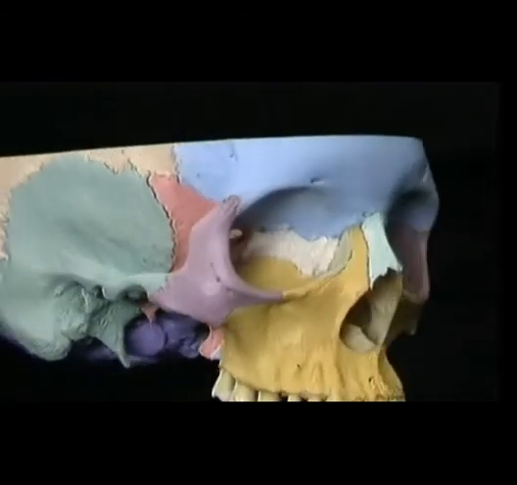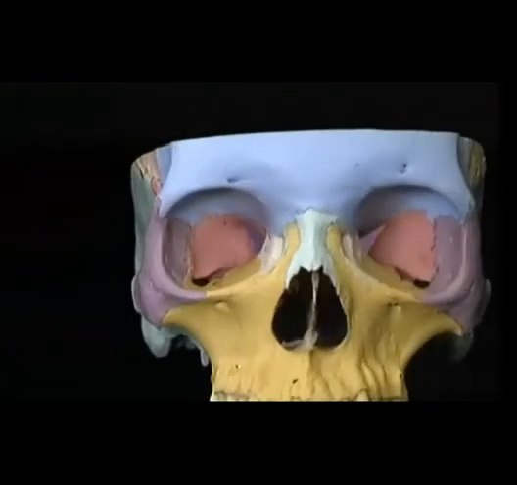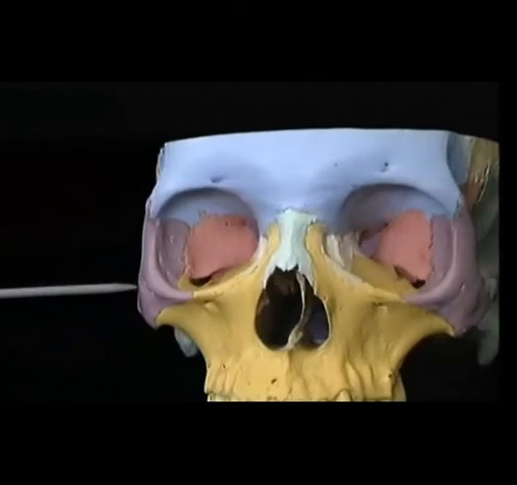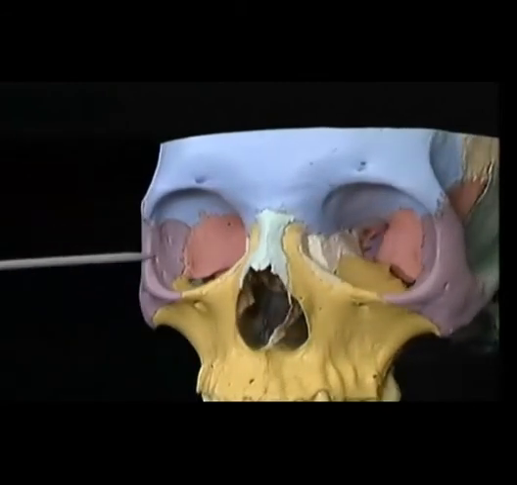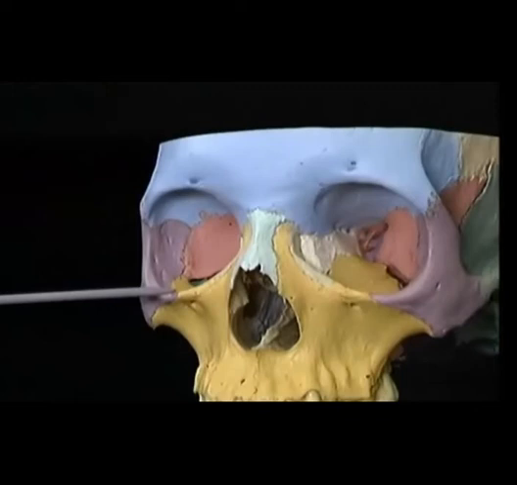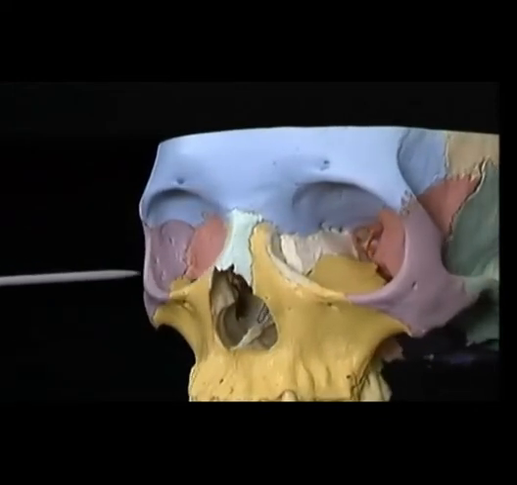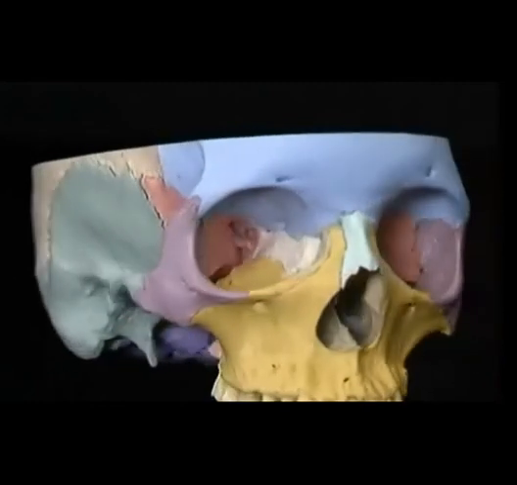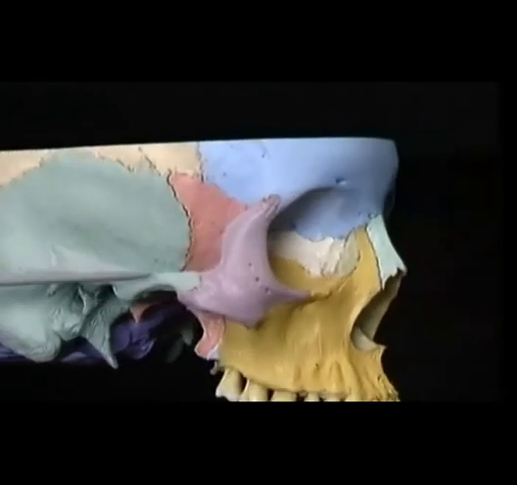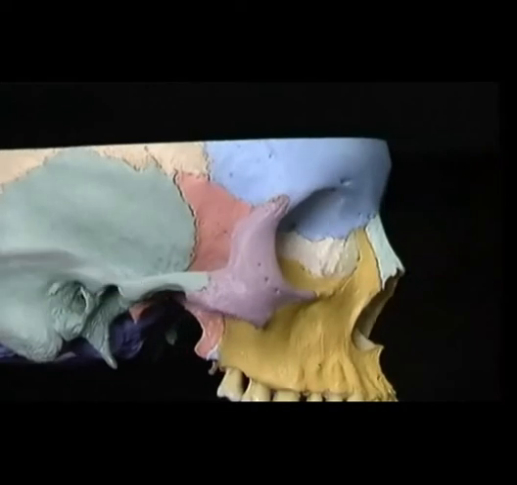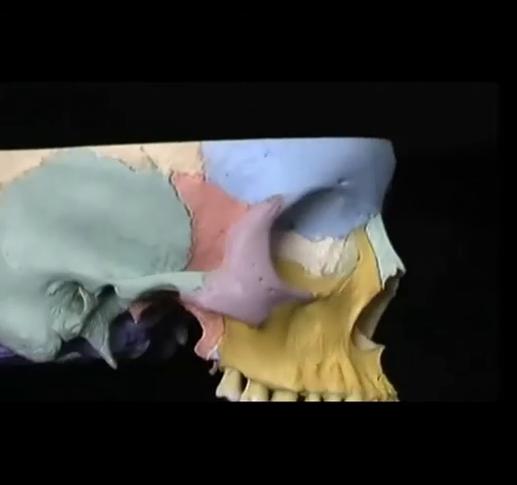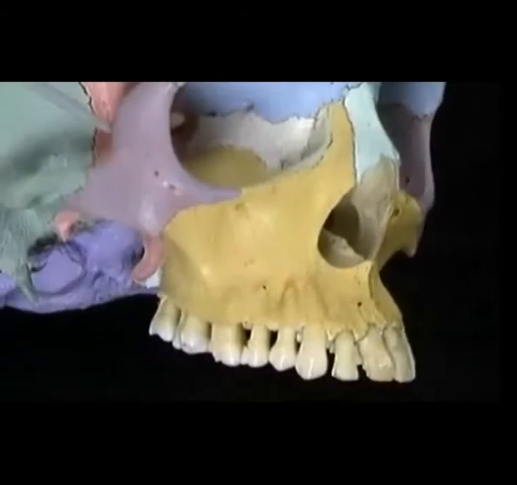Next, we look at the zygomatic bone. The zygomatic bone forms the bony prominence of the cheek. It also forms the lower lateral part of the orbital margin and this part of the lateral orbital wall. The zygomatic extends backwards to meet the zygomatic process of the temporal bone, forming the zygomatic arch. Now we move forwards and look at the maxilla.